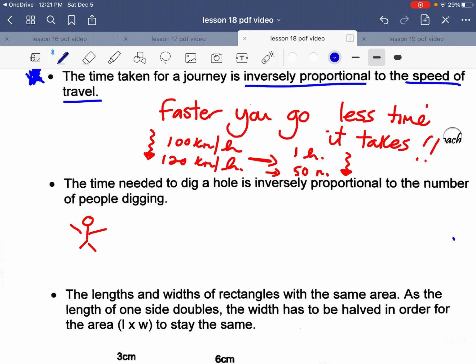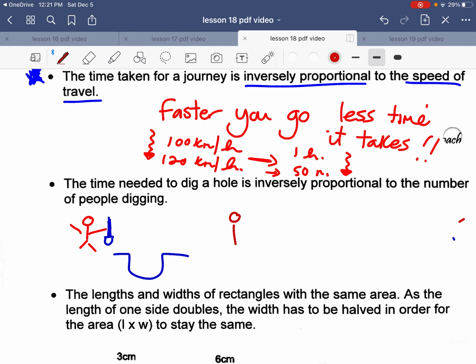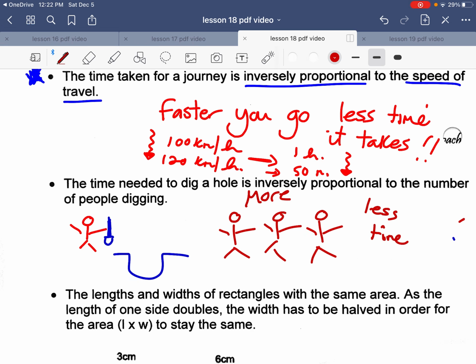The next one, if I have one person, you know how bad I am at drawing, shoveling, doing a job, yes, that's a shovel, and they're digging a big hole. The time needed to dig could take me hours and hours and hours, right? So the more people you have, what happens? If I have more people digging, what happens to your time? More people, less time that it takes. Inverse proportion.